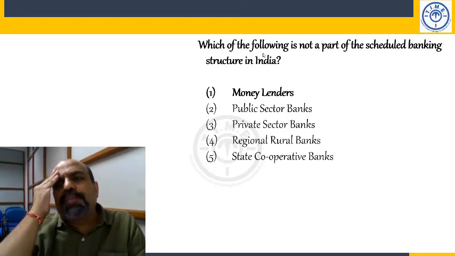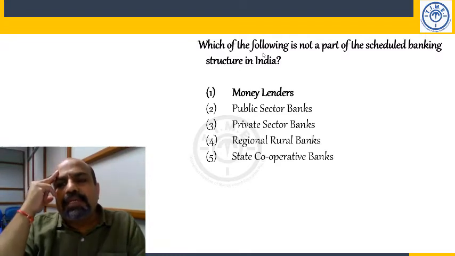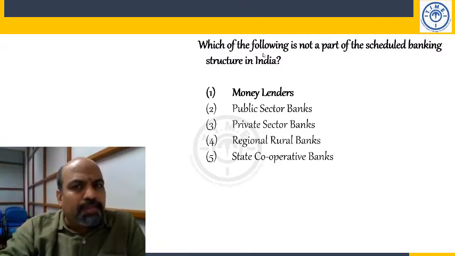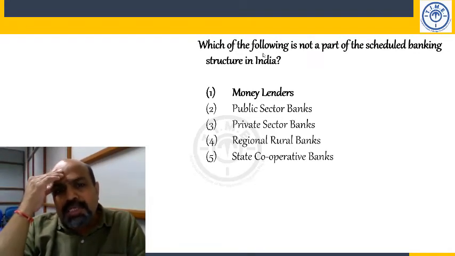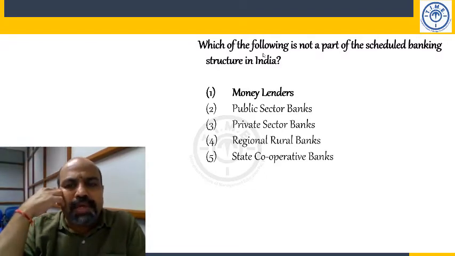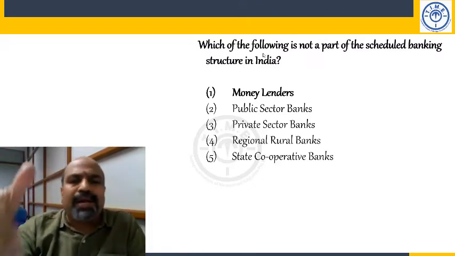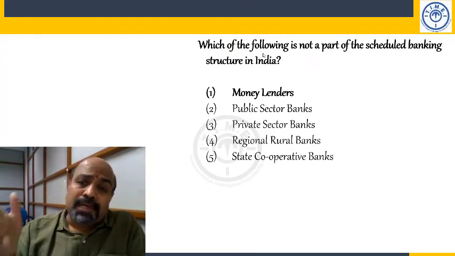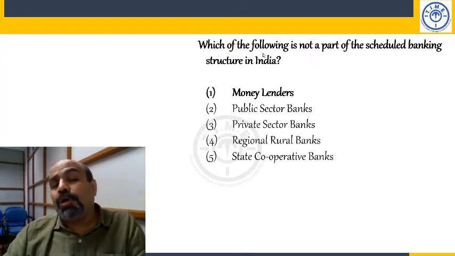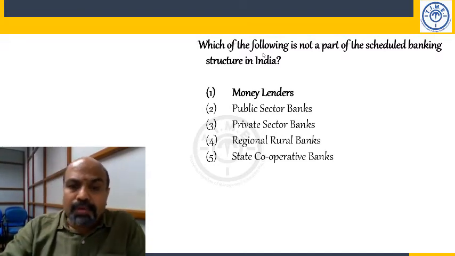Which of the following is not a part of the scheduled banking structure in India? So, 3-4 static questions now. Moneylenders, the informal, unorganized sector, not the money banking sector, the money market basically. Unorganized financial market is where moneylenders fit in. Public sector, private sector, regional rural banks, state cooperative banks, small finance banks, payments banks, all of these come under the scheduled organized banking structure.